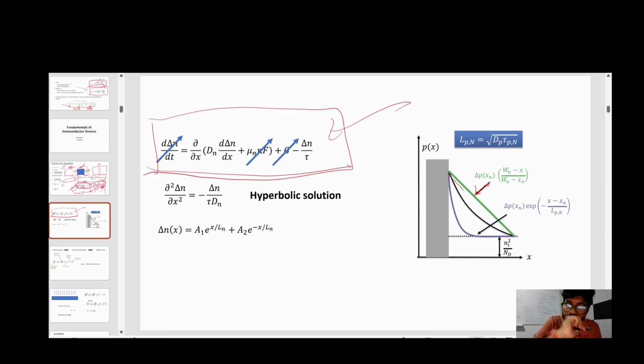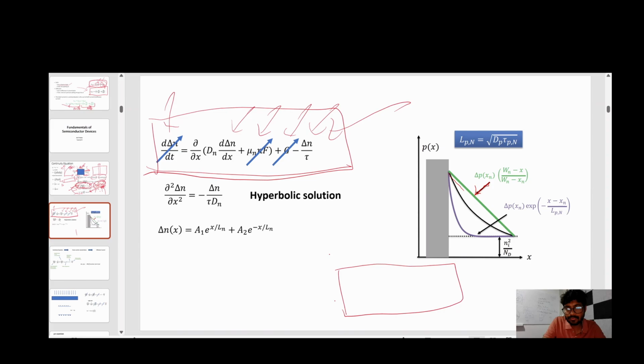Let us say this is a piece of semiconductor, and somehow you shine a light at this end, and you keep shining the light at this end. It will go into some steady state. This steady state condition says that there is no change with time. Do you understand the meaning of steady state, right?